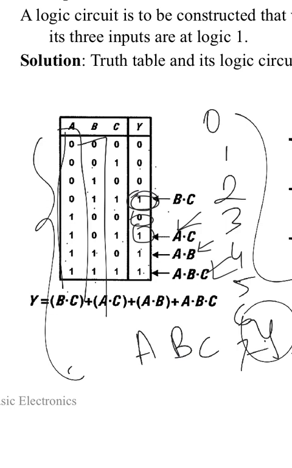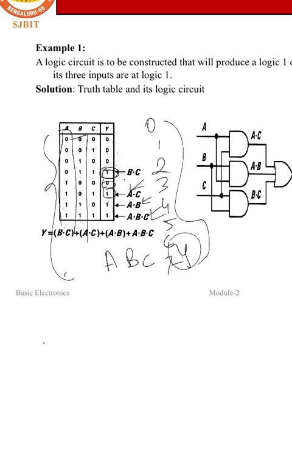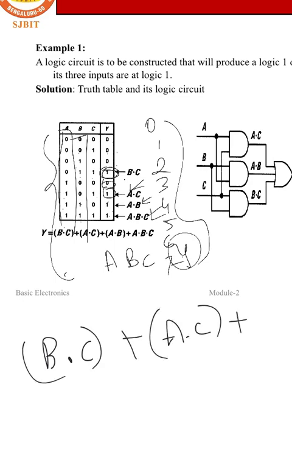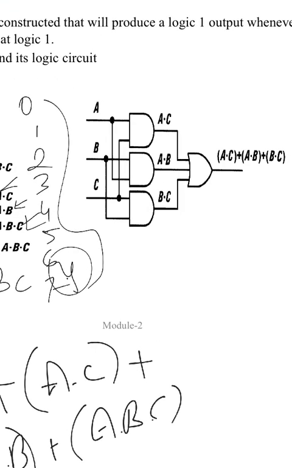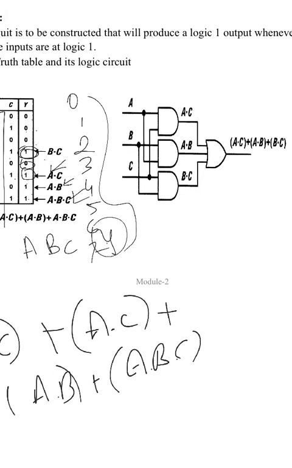So what we do, we will write this. That is nothing but B into C plus A into C plus A into B plus A into B into C. Okay, then we will write down the logic symbol for this. So we know if it is into, we can write it as an AND gate. If it is plus, we are supposed to write it as an OR gate.